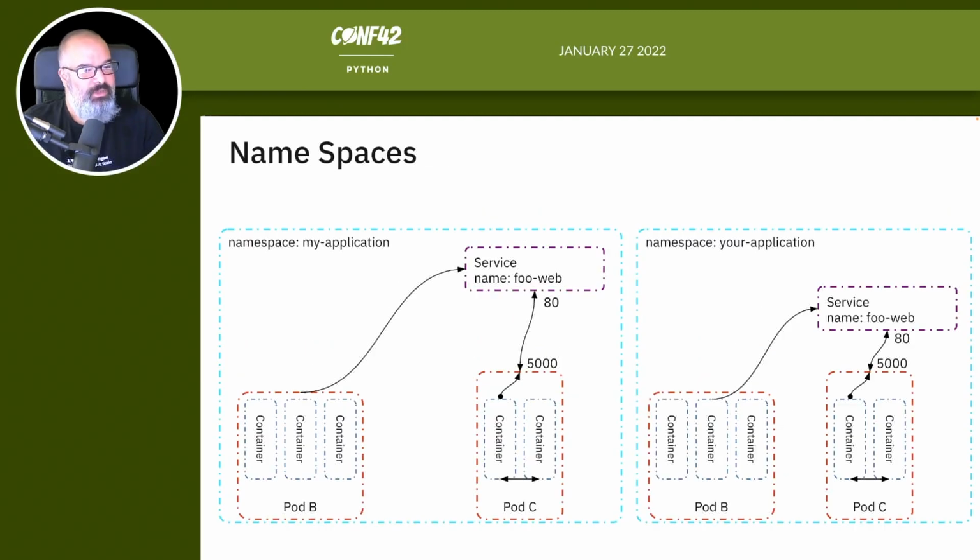The next thing you need to know about is something called namespaces. Namespaces are extremely powerful inside of Kubernetes. As you notice here, we have 2 namespaces, my application and your application. They're exactly the same. They have a service and 2 pods, and they just talk to each other internally inside the namespace. This is very important to know. This is the way you can slice and dice your Kubernetes cluster up into your application, my application, or for that matter, dev, QA, and prod.